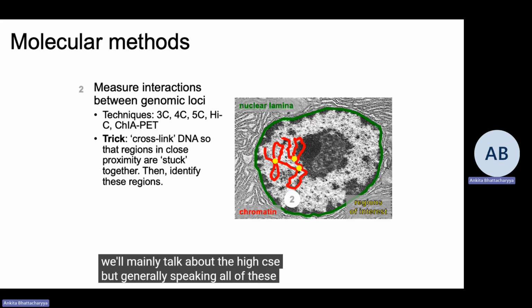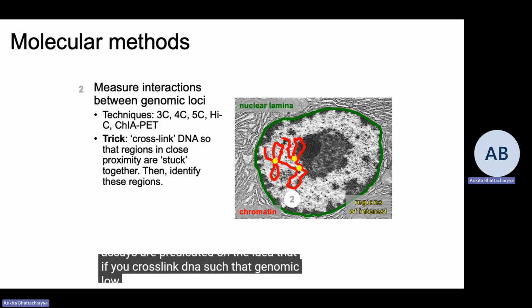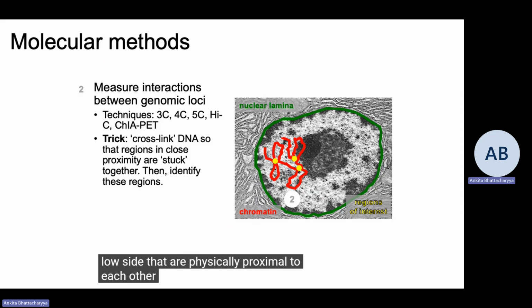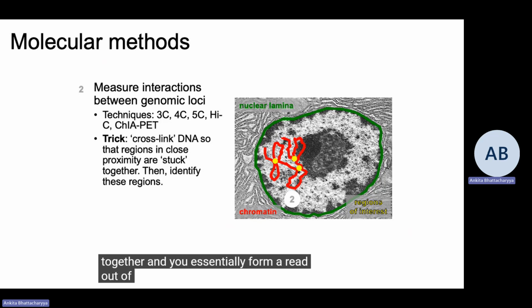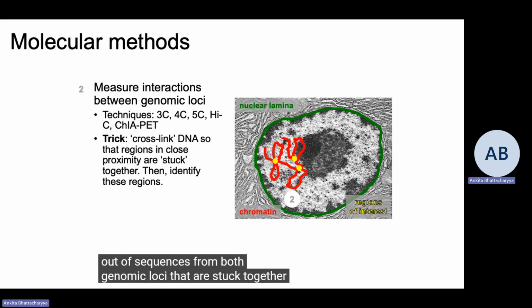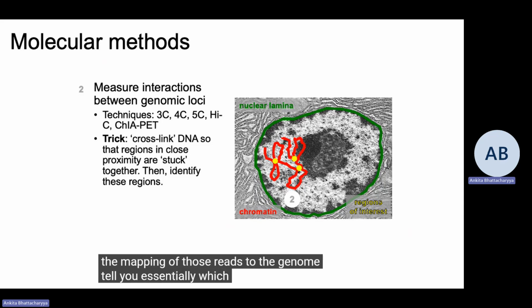But generally speaking, all of these assays are predicated on the idea that if you cross-link DNA such that genomic loci that are physically proximal to each other get cross-linked together, then the cross-linking results in them basically being stuck together, and you essentially form a read out of sequences from both genomic loci that are stuck together, and the mapping of those reads to the genome tell you essentially which genomic loci were in close physical proximity.